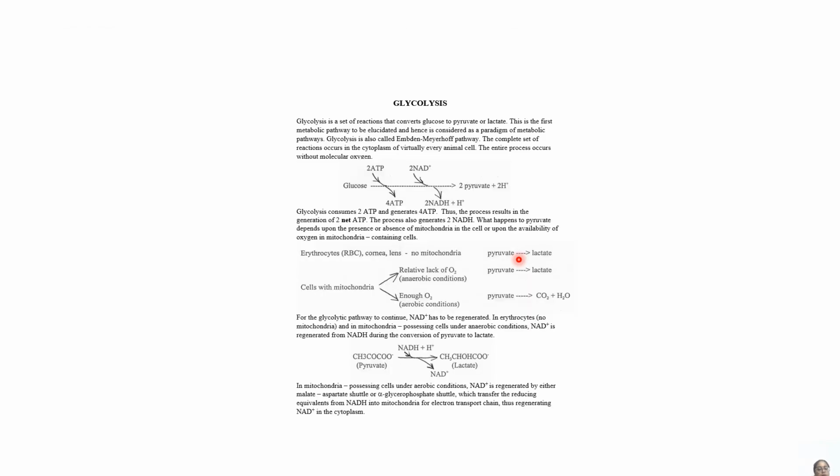A little bit again on the summarizing part. As we know, glycolysis is a set of reactions that converts glucose to pyruvate or lactate, and is the first metabolic pathway to be elucidated, and hence is considered a paradigm of metabolic pathways. It's also called the EMP or Embden-Meyerhof-Parnas pathway, right? And the complete set of reactions occurs in the cytoplasm of virtually every animal cell.